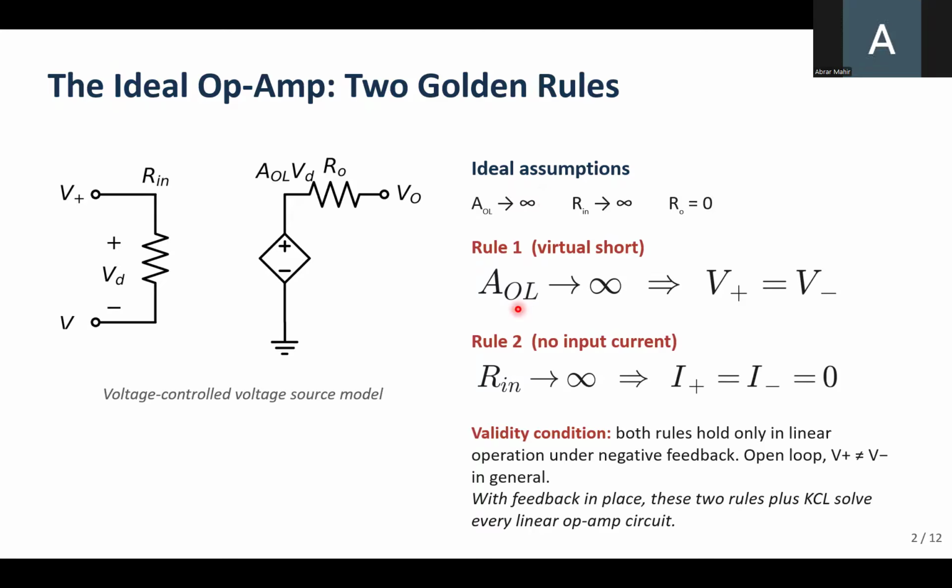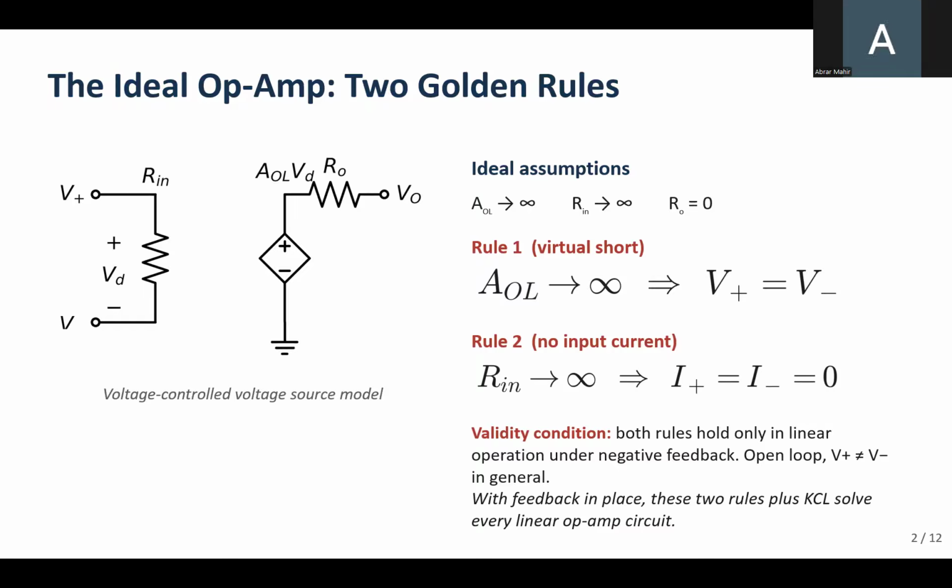For an ideal op-amp, we make three ideal assumptions. The gain is infinite, the input resistance is infinite, and the output resistance is zero. From these assumptions, we get two useful rules. One is the virtual short: since the open loop gain is very high, the input voltages are almost equal. And there is no input current, since the input resistance is infinite. That means there is no current flowing into either terminal, and the two terminal voltages are equal as well.